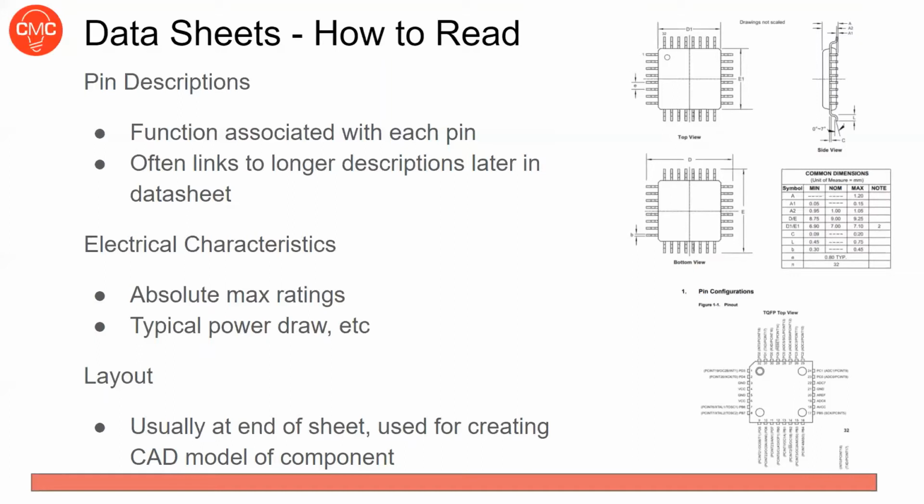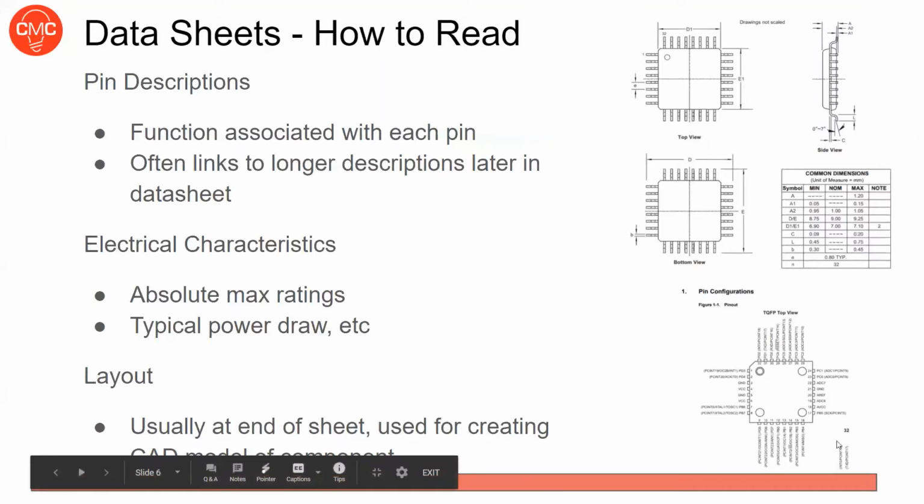There's an electrical characteristics section, which will have something called absolute max rating. So, what's the maximum current that you can draw? What's the maximum voltage you can put across this? Maximum temperatures, that kind of thing. And then it will also give you typical electrical characteristics. So what's the current draw at this voltage? Things like that. What's the resistance at this temperature?